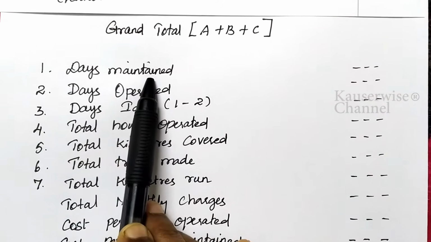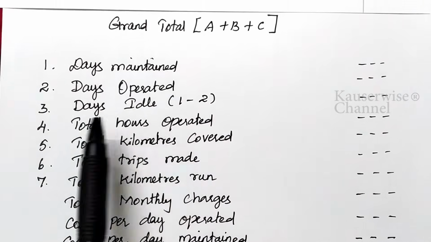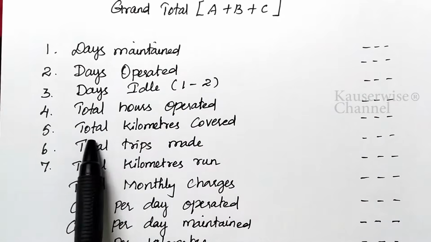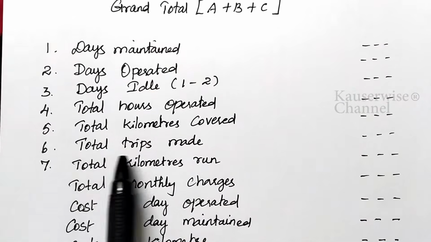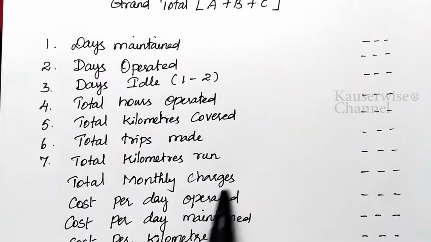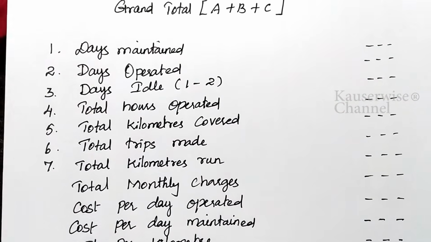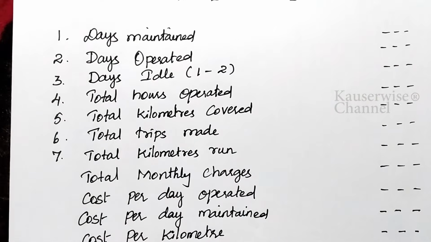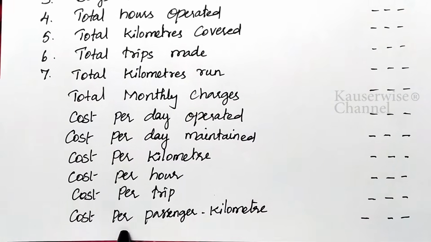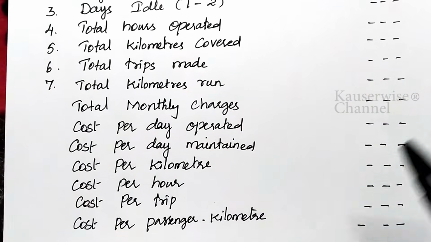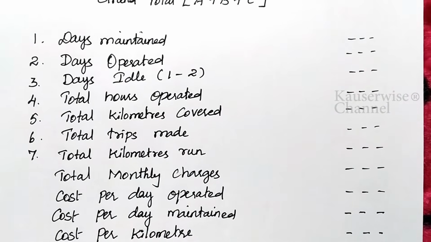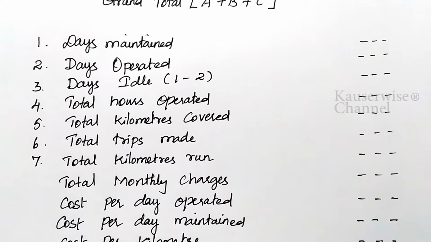That is days maintained, days operated, days idle, one or two days, total hours operated, total kilometers covered, total trips made, total kilometers run, total monthly charges, cost per day operated, cost per day maintained, cost per kilometer, cost per hour, cost per trip, cost per passenger kilometer. So these are the important elements, important calculations required to maintain cost records about the transport sector.